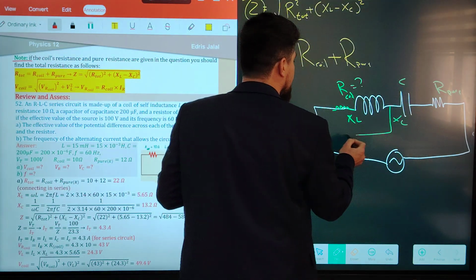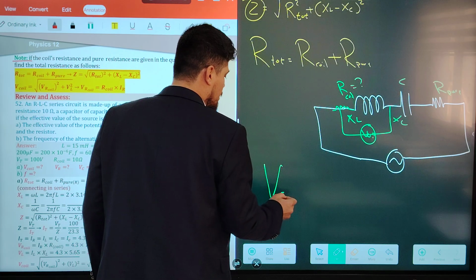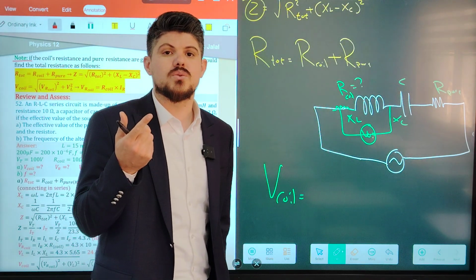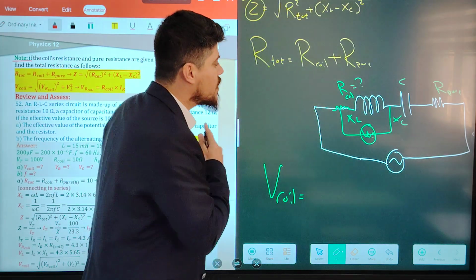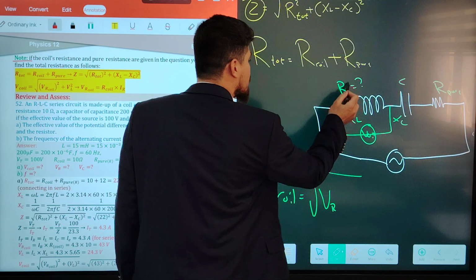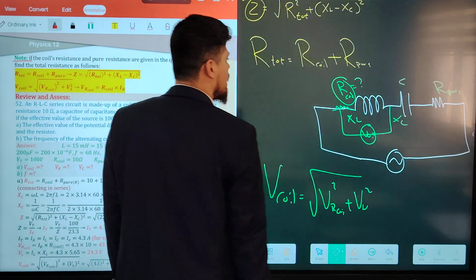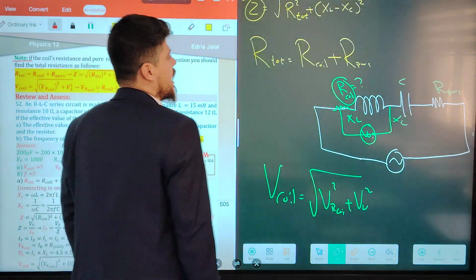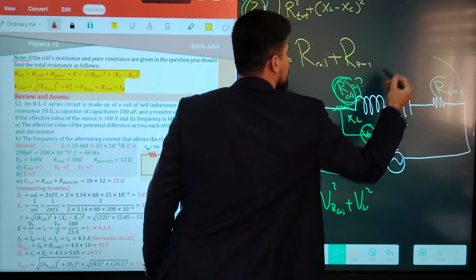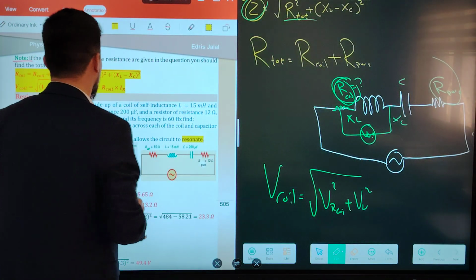To find V coil, how can we determine it? If the coil is pure, V coil is equal to VL, I times XL. But if the coil is not pure, V coil is equal to the radical of V across the resistance of the coil squared plus VL squared. And to find Z in this case, we have to add up these two resistances here. This is the total of these two resistances.